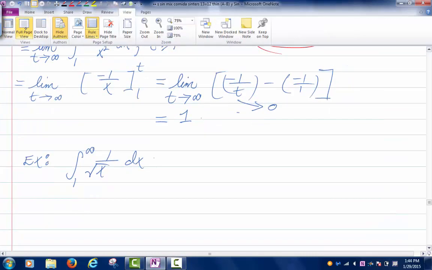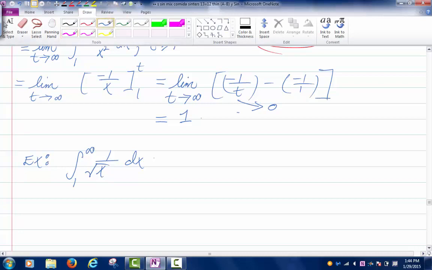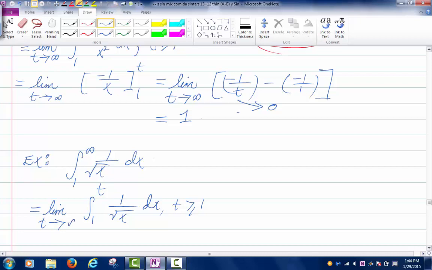All right, so let's look at the second example. What I have here is the integral from 1 to infinity again, but now the integrand is 1 over root x. Once again, what's the definition? I go from 1 up to t of 1 over root x dx. Of course, here we are assuming t is larger or equal to 1. And then we take the limit as t goes to infinity.